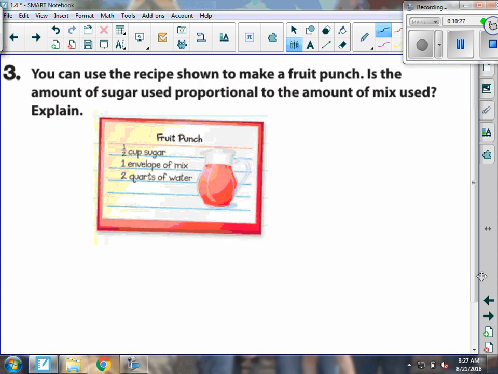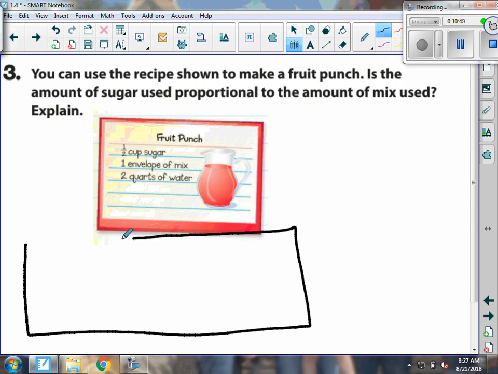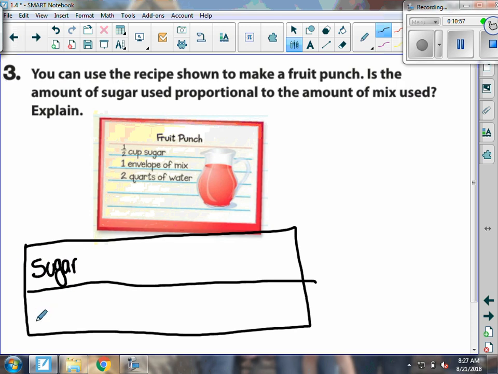Okay, copy this down. You can use the recipe shown to make a fruit punch. Is the amount of sugar used proportional to the amount of mix used? Explain. Okay, so take a moment and write that down, please. So we're going to create a table. So we're comparing the sugar to the mix. And we're going to start off with what we're given.